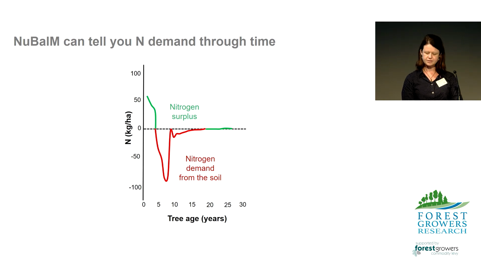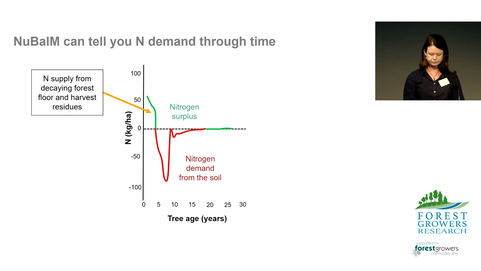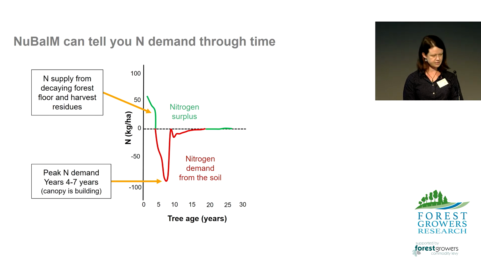So this graph shows the same information as the previous slide, but is presented as surplus nitrogen and nitrogen that is demanded from your soil. This output from NewBARM is useful as it allows us to understand when a forest is in its highest nitrogen demand year and what amount of nitrogen is required from the soil to meet that demand. For example, first up, there is surplus nitrogen as the plants are young and unable to use all the nutrients on site. Then, as the stand grows, there is a peak nitrogen demand at about 4 to 7 years as the canopy is building.